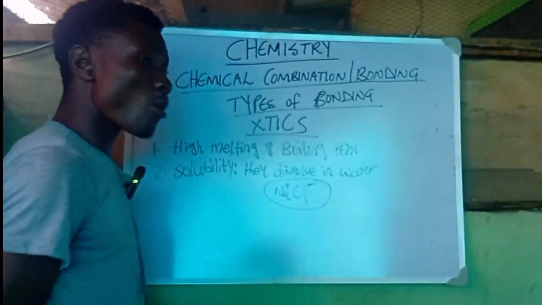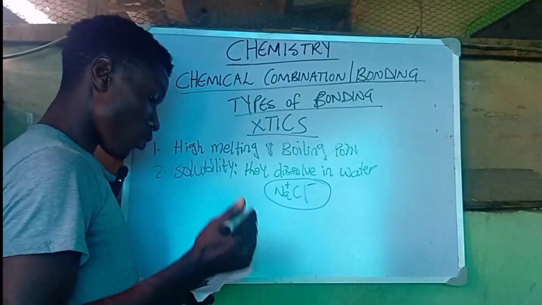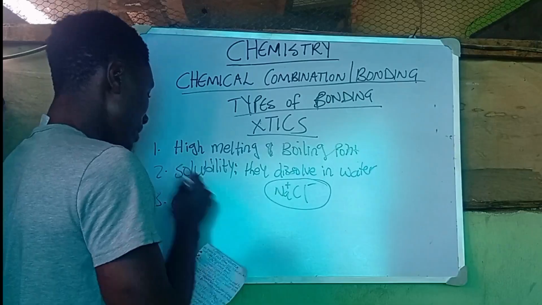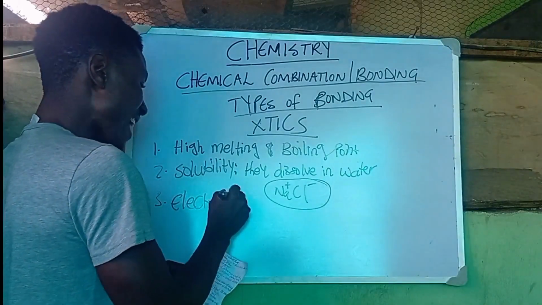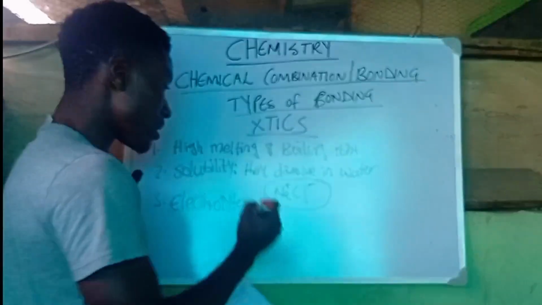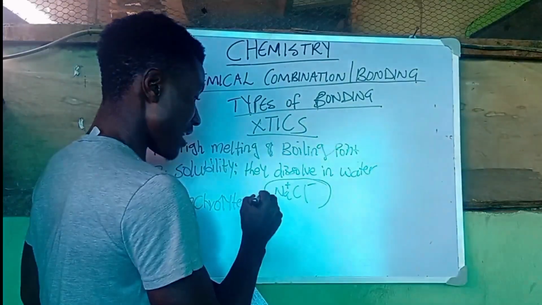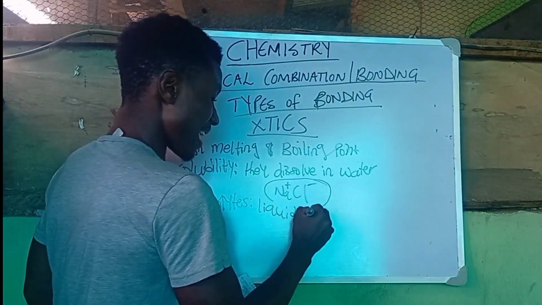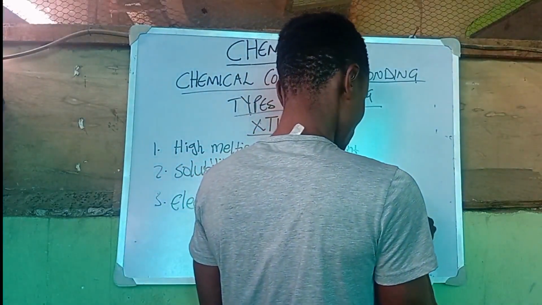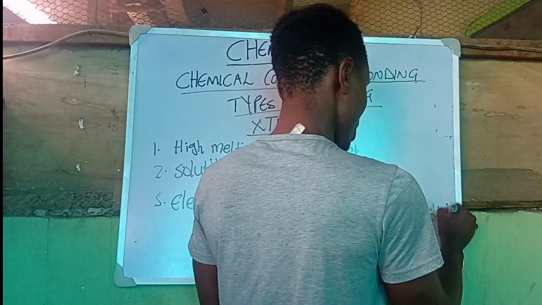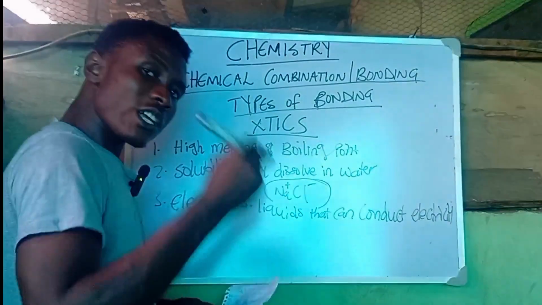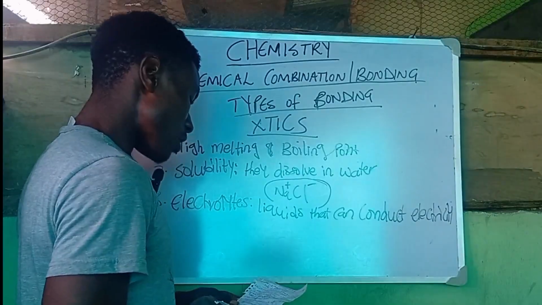So note that all electrovalent compounds dissolve in water. They are soluble in water, and they are also electrolytes. So say number three, they are also electrolytes. When we say electrolyte, it simply means that they can conduct electricity. Please note, any liquid that can conduct electricity is known as an electrolyte.